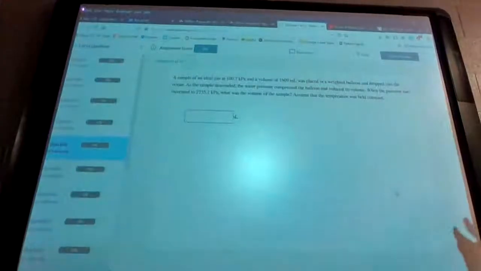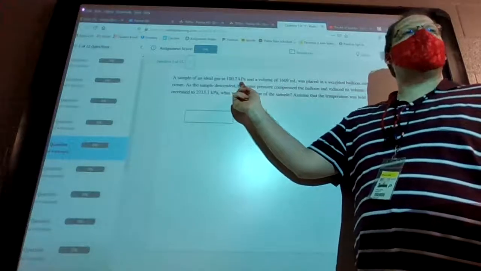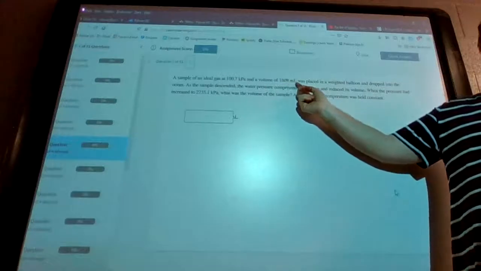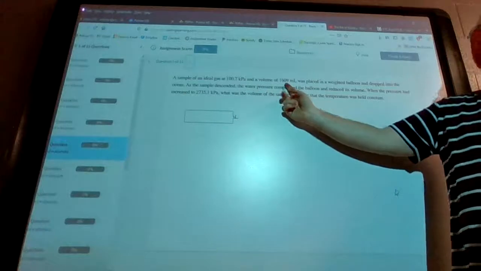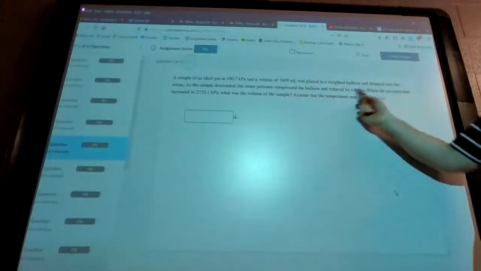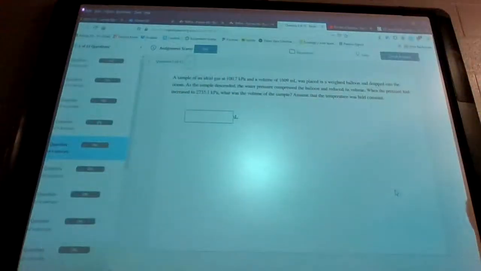So look, when you end up on number 5, they say a sample of ideal gas at 100.7 kPa. So kPa is pressure. And a volume of 1609 milliliters. That's volume. So this is my P1. This is my V1. And they tell me they take that gas and they place it in a weighted balloon and drop it into the ocean. What's the ocean going to do the further you go down? Yeah, the pressure increases. And you feel that if you dive to the bottom of a swimming pool, you can feel the pressure in your ears just a little way.